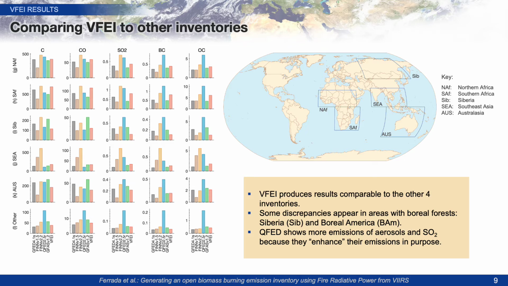However, we make use of the emission factors for boreal forests introduced recently by Andreae in 2019, and the regions of Siberia and Boreal America are the ones with the major differences with respect to the other inventories. So probably there are still some uncertainties for this biome. But just to remember, all the inventories are estimations and no observations are presented in this figure.